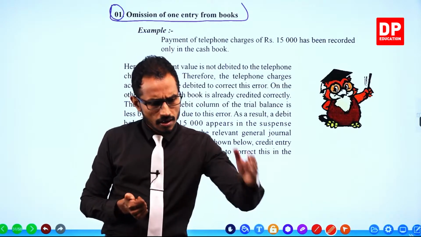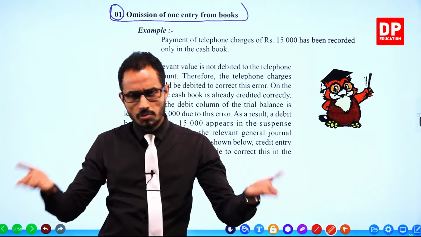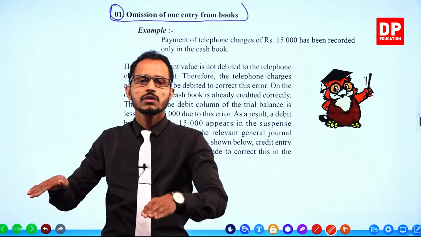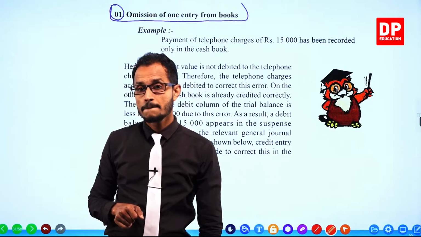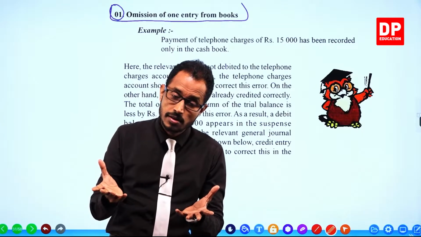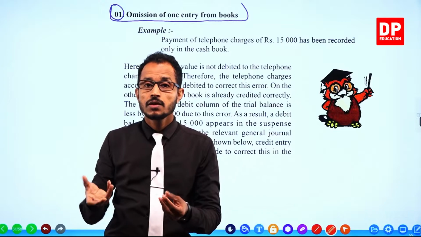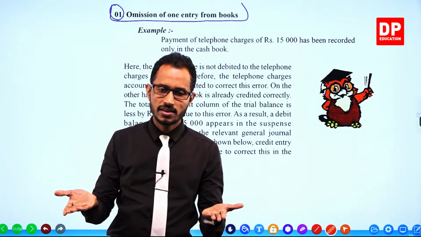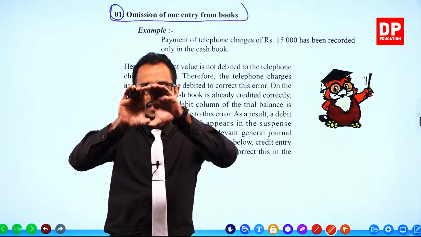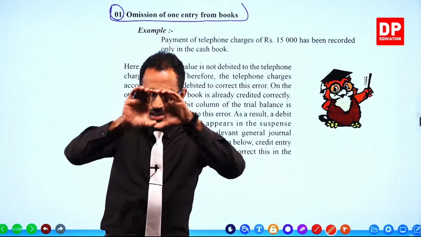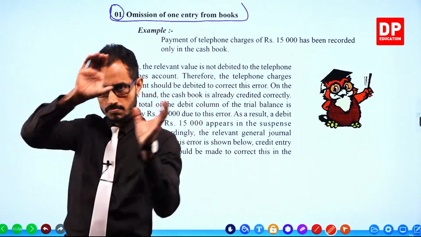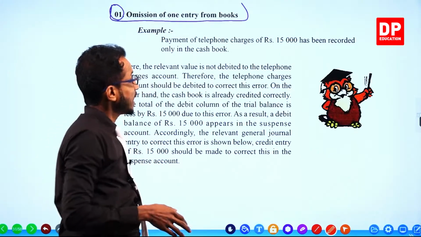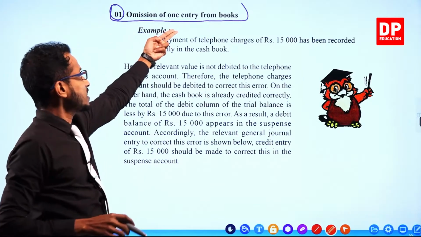But even though these omissions are there, the debit column total will be equal to the credit column total of the trial balance, because there is nothing to create a difference in the trial balance. Do you get it? If the transaction is completely not recorded, it's a different story. But here, this omission is not like that.